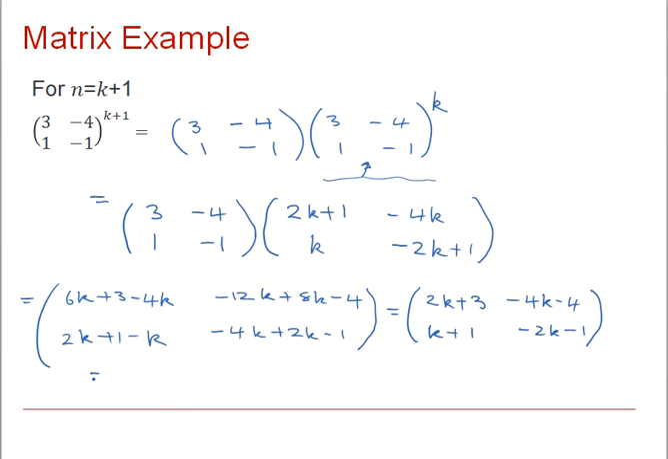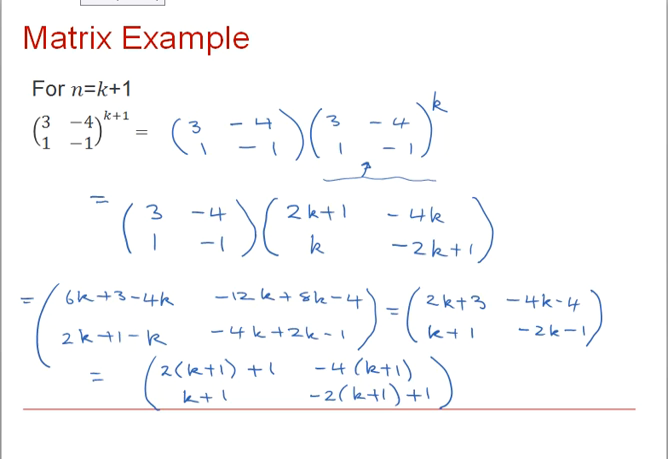Because earlier I wrote out what I was looking for, I can more easily see the form to now write this in. So I'm going to write that as being 2k plus 1 again, minus 4 times k plus 1, k plus 1 can stay as it is, and minus 2k plus 1 plus 1. You may wish to take a minute to check my working and also to consider whether that is actually in the right form for what we're trying to show.